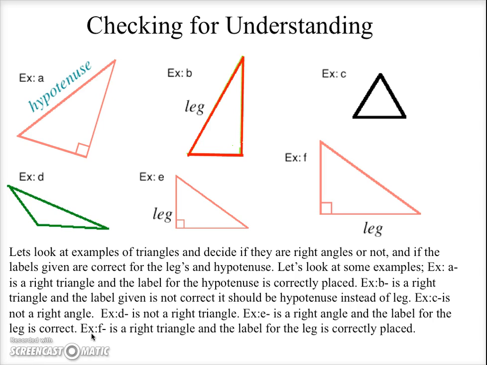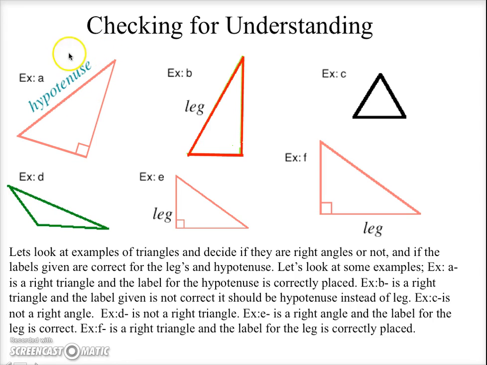Checking for understanding. Like I said before, the only way to know if a triangle is a right triangle, which can only be used in the Pythagorean theorem, you have to identify which triangle has this box in the corner of the two legs.